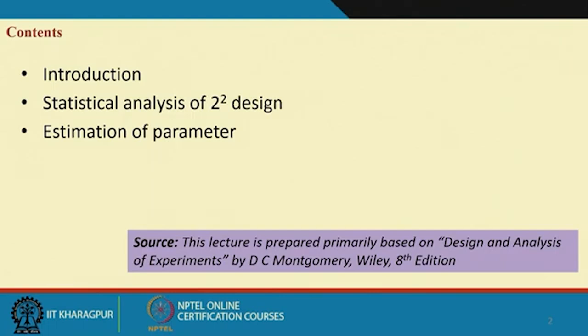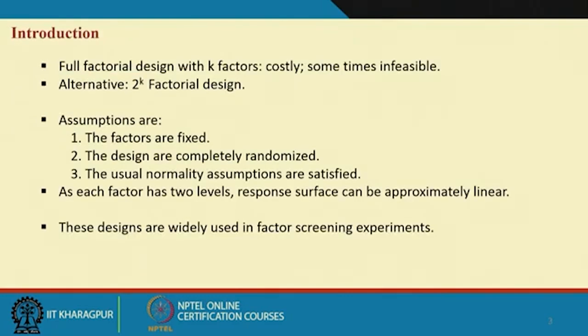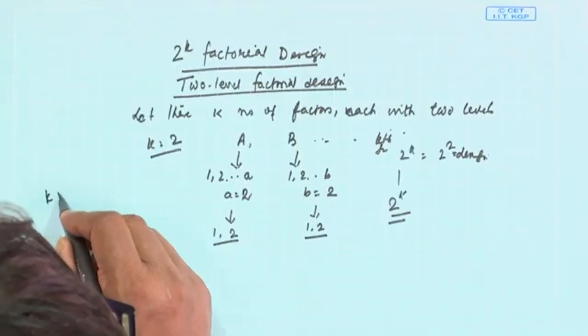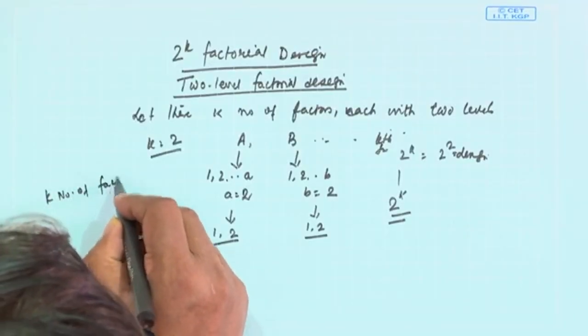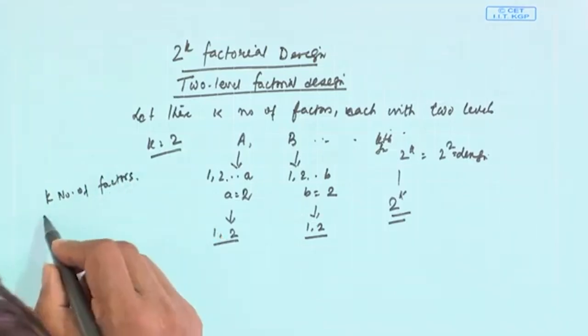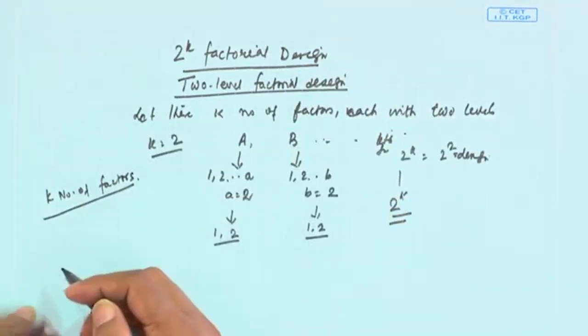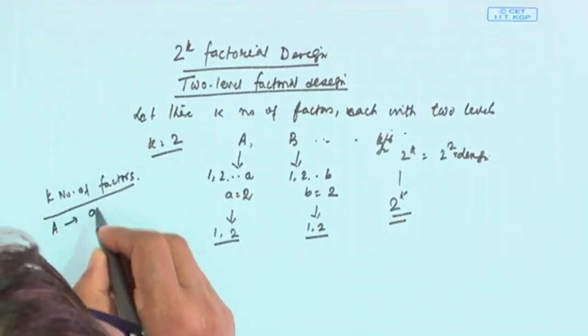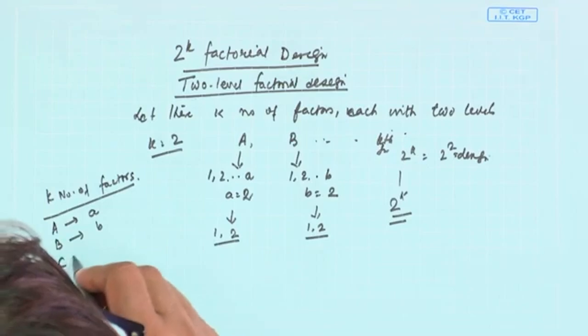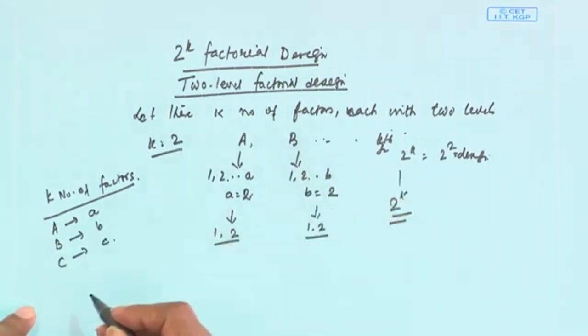So, in today's lecture we will discuss why this kind of design is needed, what the statistical analysis could be, and how the parameters will be estimated. So, just consider a case with full factorial design. Suppose I have k number of factors and each has different levels, A having a number of levels, B having b number of levels, C having c number of levels, like this.